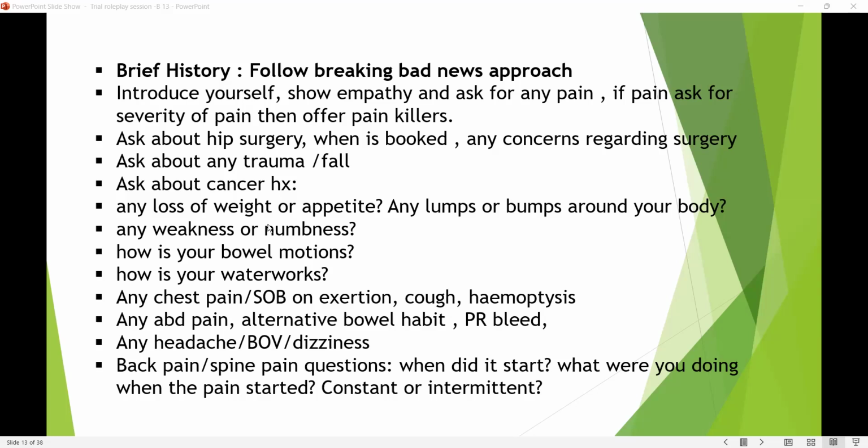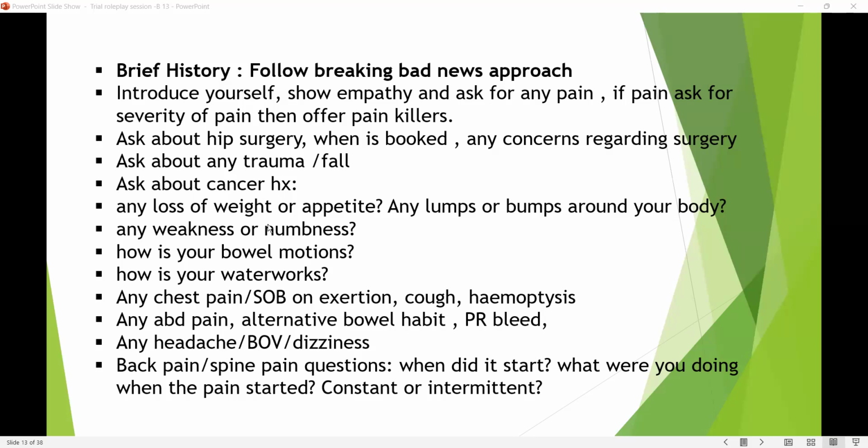Then differential diagnosis. So pathological fracture, and if you're suspecting cancer or any secondary deposit, where is this cancer coming from? You have to ask about the chest, any lung cancer, bowel cancer. For the chest, you should ask about any chest pain, exertional shortness of breath, any cough, any hemoptysis. Then any tummy pain, altered bowel habit, PR bleeding, any headache, any blurring of vision, dizziness, like any intracranial space occupying lesion. Then any back pain, spine pain, you should ask. If your patient complains about back pain, you should dig more, okay?